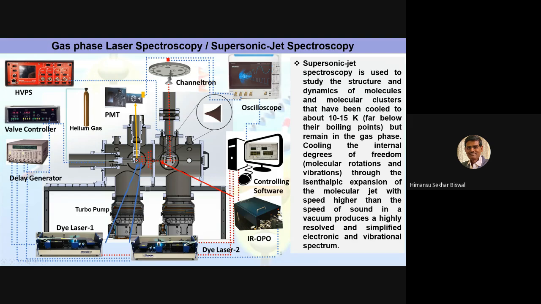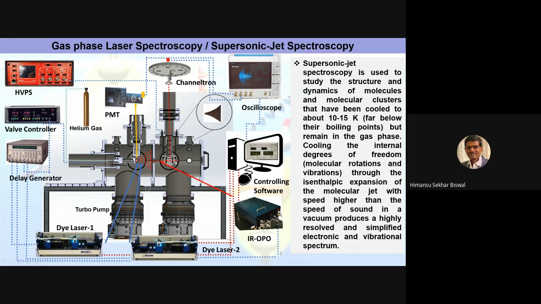One laser is used to excite the molecule from the ground state to the first excited state. Then another laser, the second dye laser, is used to take the molecule from the first excited state to the ionization state. Then we have the mass. If it is ionized, we have the electrodes to extract those ions. Then it goes to the detector called the channeltron or MCP.